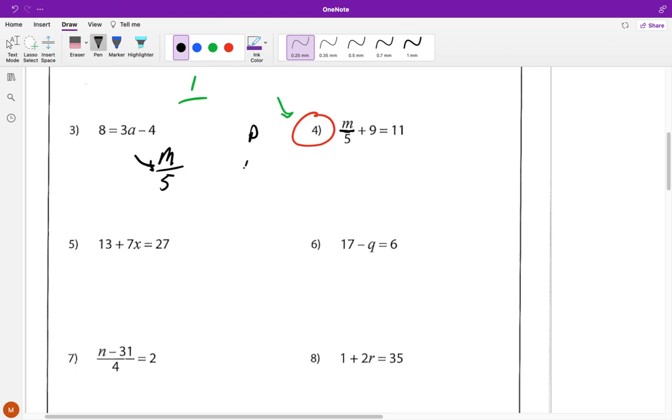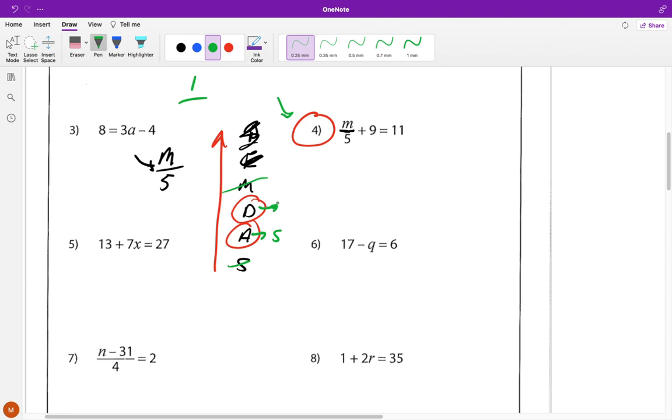So when we do our PEMDAS in reverse here, I'm going to cross out the P and the E. We're starting from the bottom, working our way up. Well, that fraction means division, and it's plus 9, so it's addition. So I'll cross out these two. What's the opposite of addition? Subtraction. What's the opposite of division? Multiply. So now we're going to go through and solve. Well, what are we adding by? 9. So I need to subtract by 9. So now I have m over 5 is equal to 11 minus 9, which is 2.